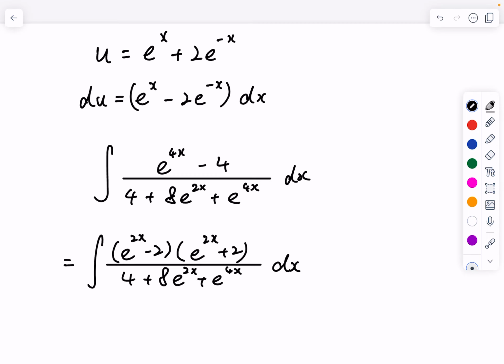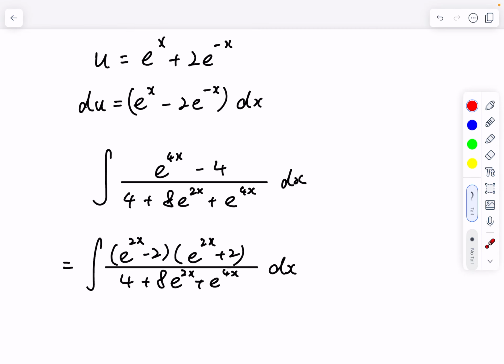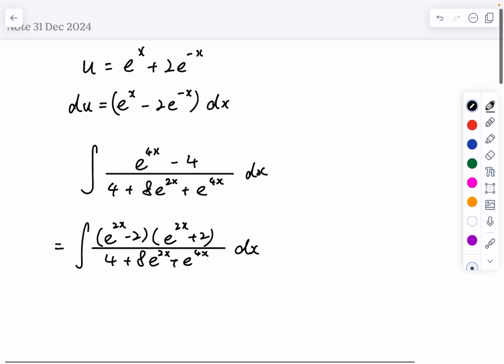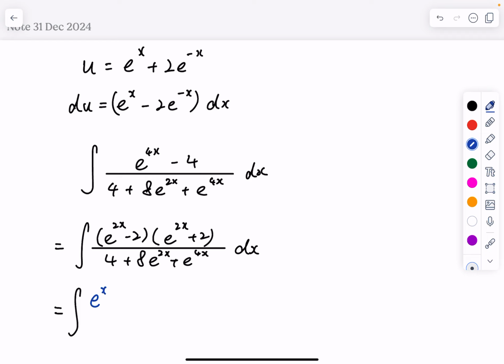Now, still we cannot see anything we can do with the u and the du. But if we look at the coefficients, positive 1 and positive 2, positive 1 and negative 2, it seems like we can do some factorization to match with the u and du. So first, take out e to the power of x, so that it becomes e to the power of x minus 2e to the power negative x.